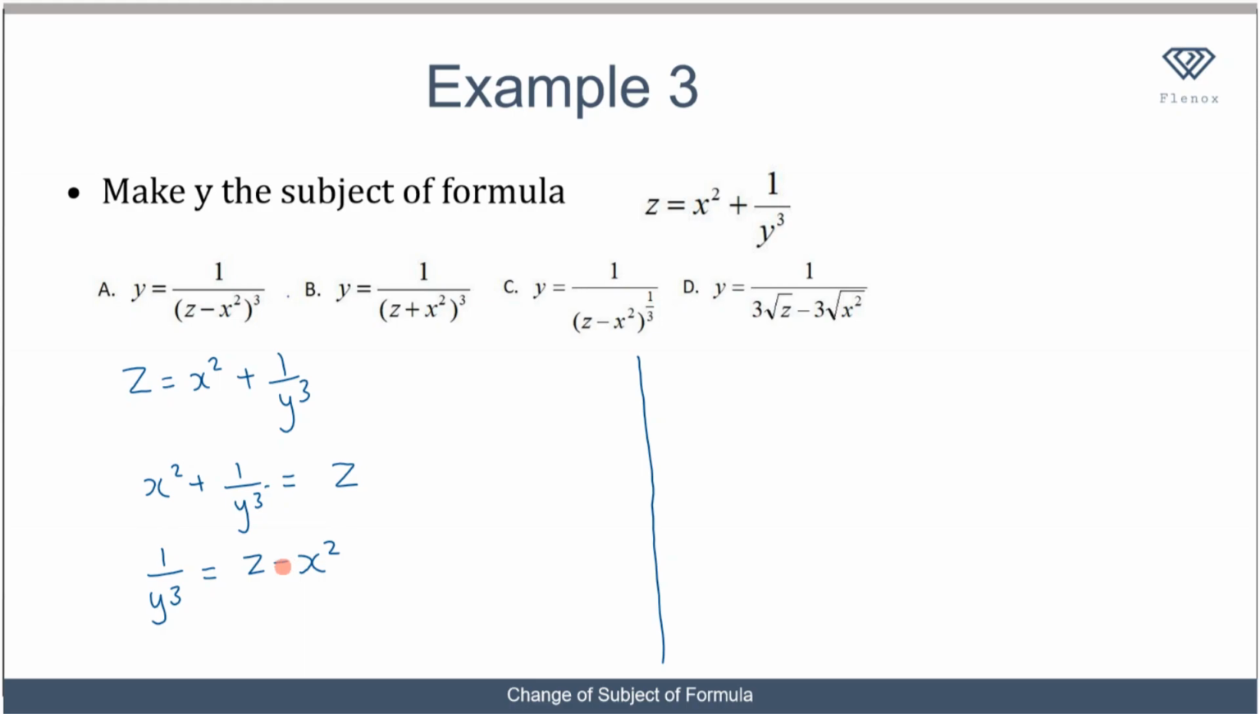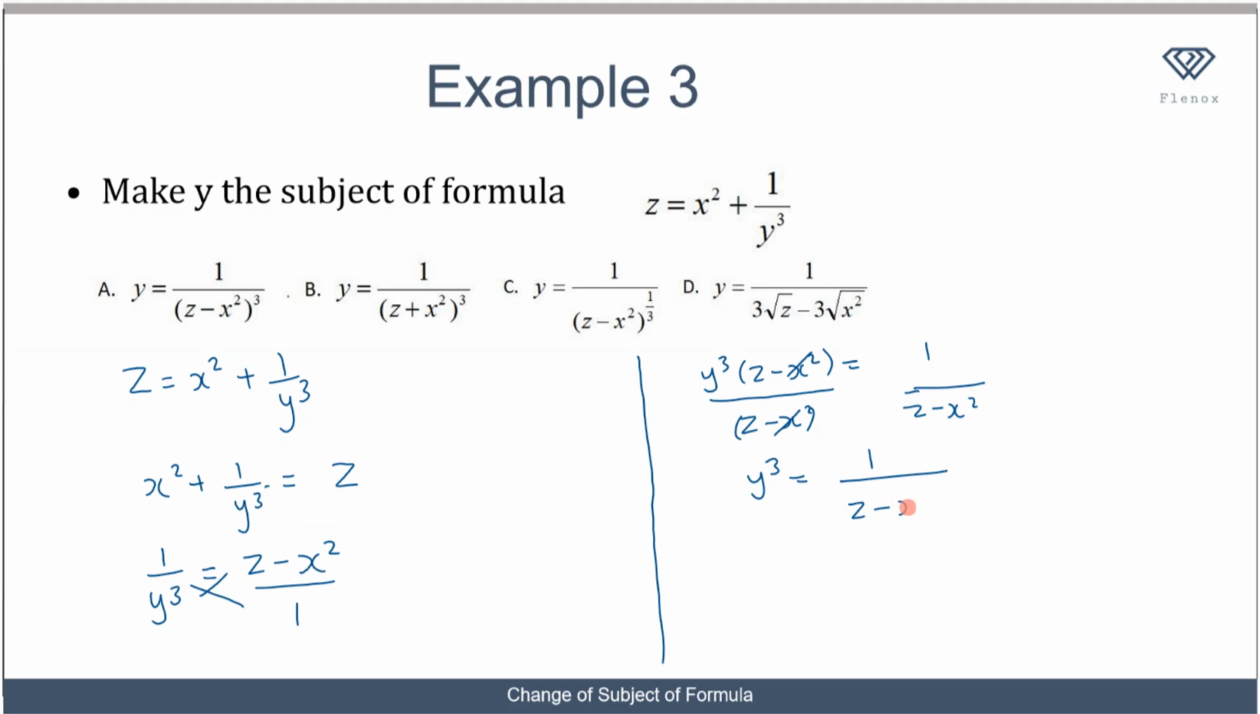So now what do I have to do now? I have to cross multiply. So when you cross multiply in this case, you have 1 times 1. So I have y cubed times z minus x squared is equal to 1 times 1, which is 1. So now I have to divide both sides by what is in this bracket, z minus x squared, so I'll be left with only y. So if I divide both sides by z minus x squared, so what am I left with now? This cancels this. So I'm left with y cubed is equal to 1 over z minus x squared.